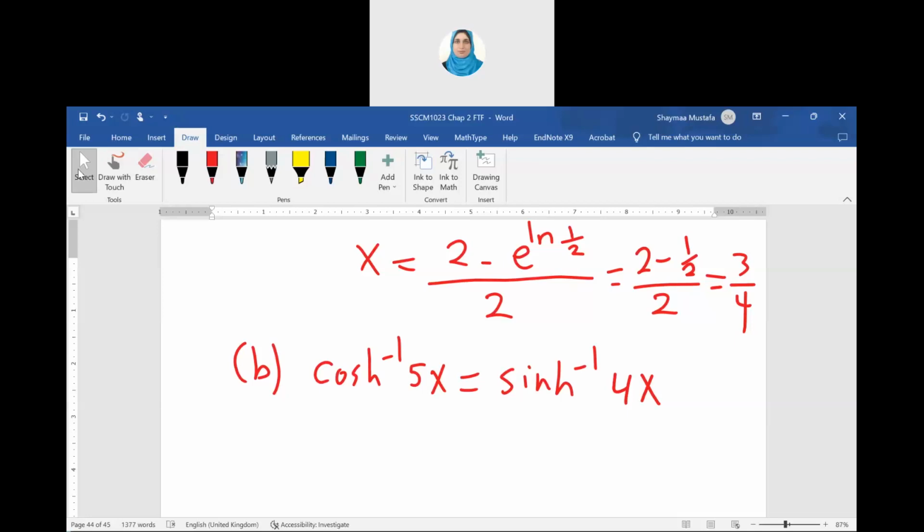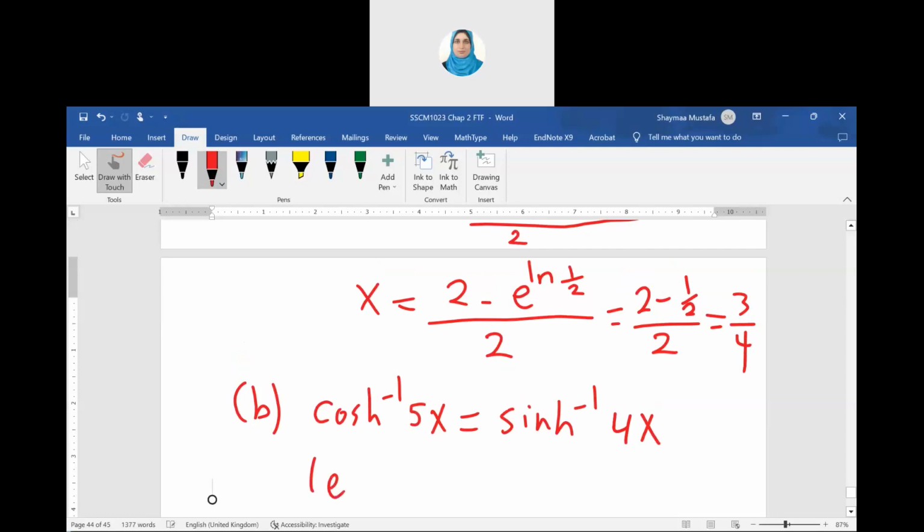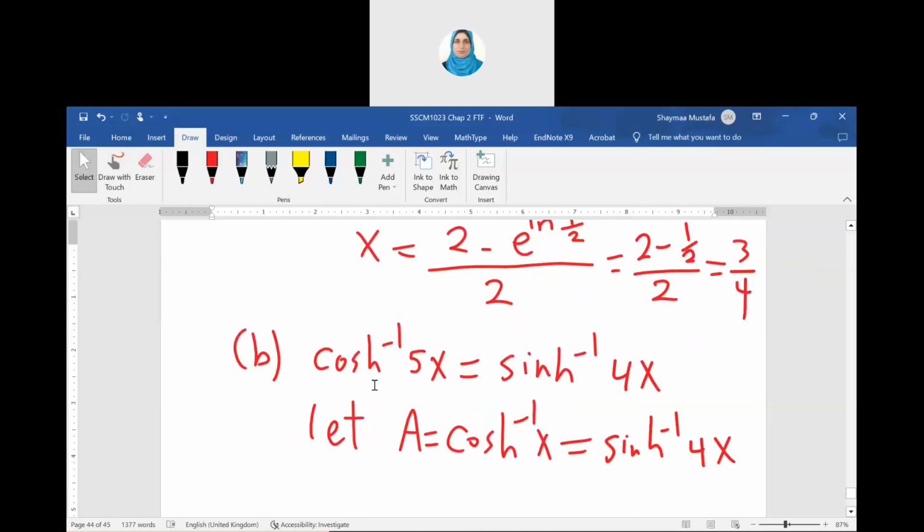Okay, I will help you in the first step. Let A equal cosh inverse 5x equal to sine inverse 4x. We will assume that because both are equal. Both are equal, so I will make both equal to A. So A is equal to cosh inverse 5x, which is equal to sine inverse 4x. Sorry, this one is 5x, cosh inverse 5x.